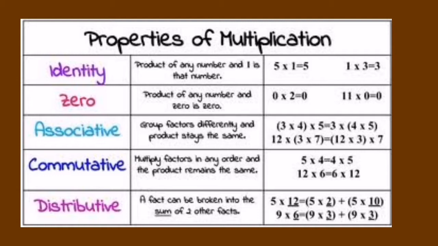And next, commutative or order, means 5 into 4 is equal to 4 into 5. The result does not change if we change the order. It is called commutative or order property. Next, distributive means 5 into 12, where 12 can be written as 10 plus 2. So 5 into 2 plus 5 into 10. Both the answers will be same. We can do 5 into 12 or 5 into 2 plus 5 into 10. Means we are separating the 12 into 10 plus 2. It is called distributive property of multiplication over addition.